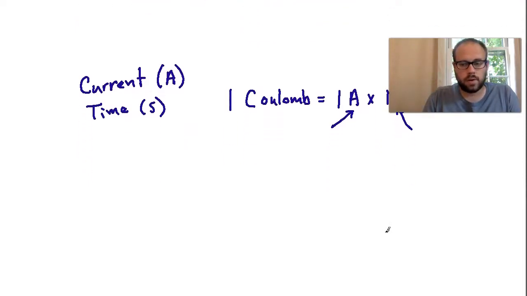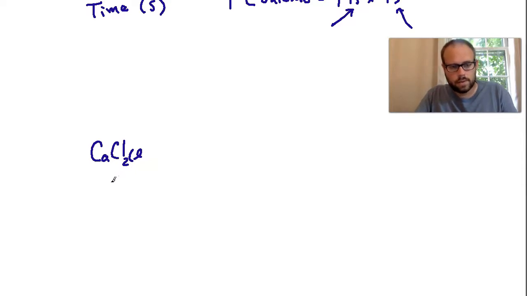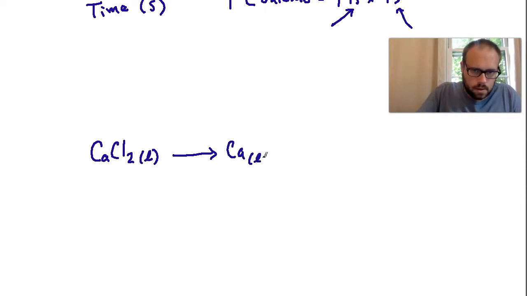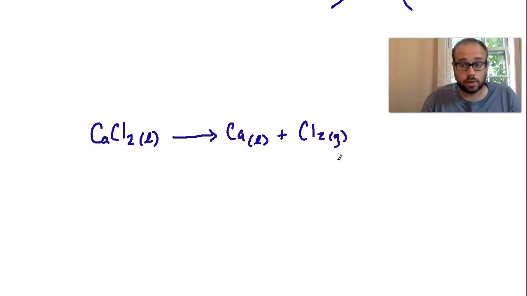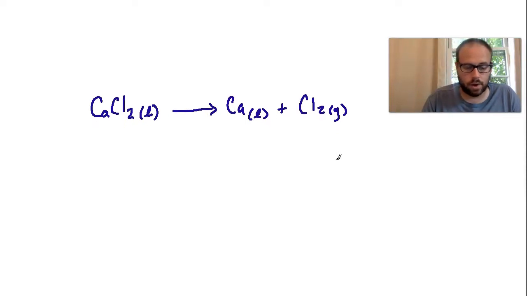So let's take a look at another example here, another molten example. This time, instead of sodium chloride, let's do calcium chloride. So calcium chloride in a liquid format, that should be CaCl2 there. Molten calcium chloride is going to go to calcium in its molten form plus Cl2 in its gas form. Another very common electrolytic reaction is water going to hydrogen gas and oxygen gas. So you'll see that very often.